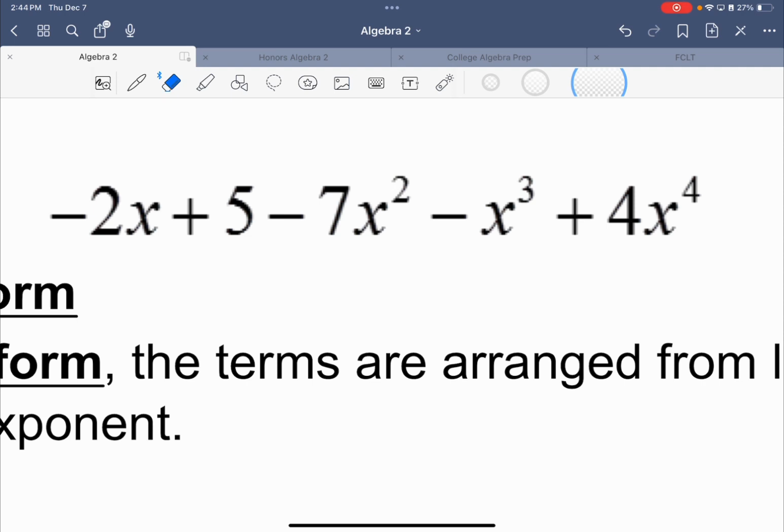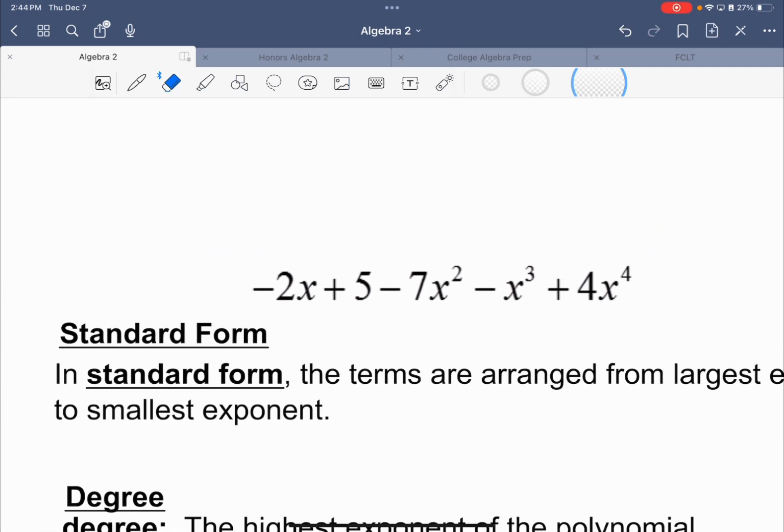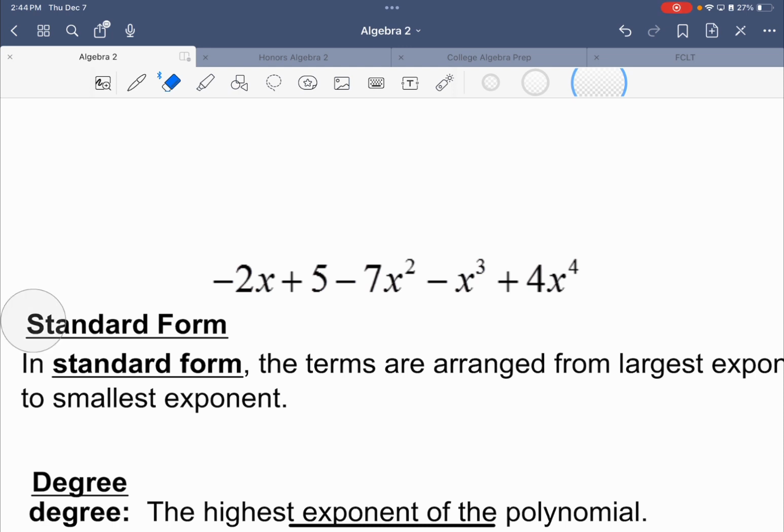Now we want to be able to do several things with these. And the words are important, the definitions, they'll make sense. So standard form. Just write down the word standard form. Don't put anything else, just put standard form.